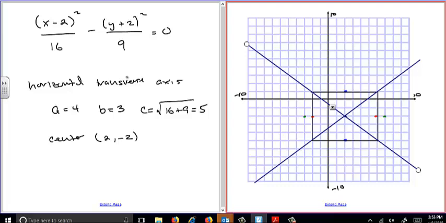Now again, in this case, this is greater than that. Well, this is positive. This being greater than that means that this rectangle is elongated in the x direction compared to the y direction. The negative sign here, positive sign there, means that I have a horizontal transverse axis.